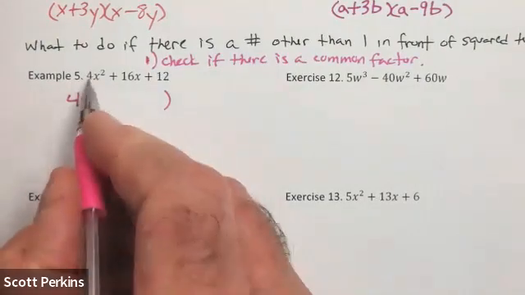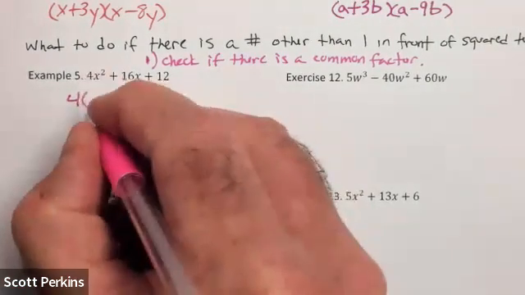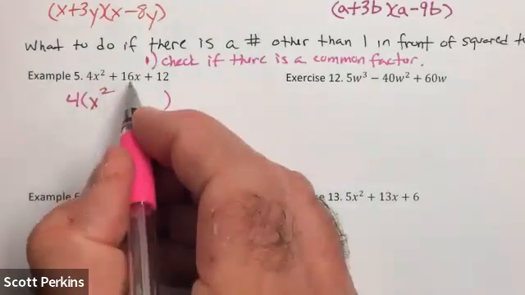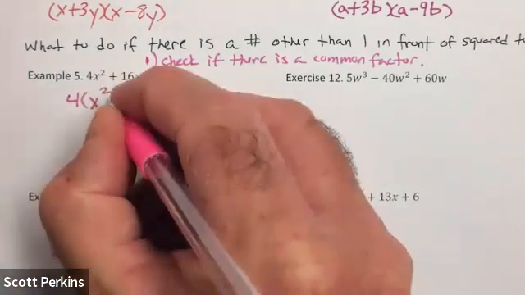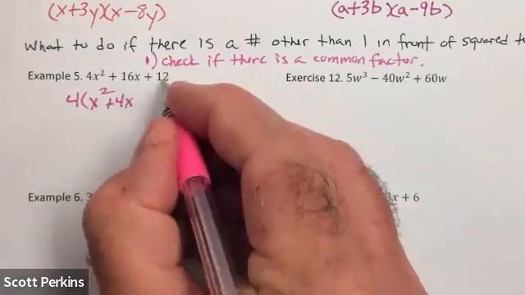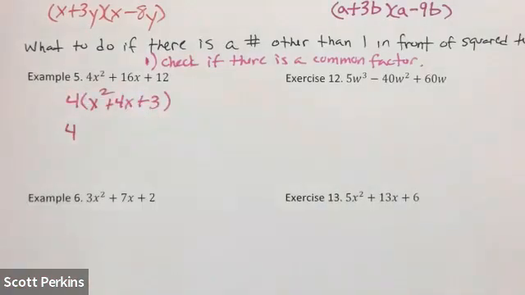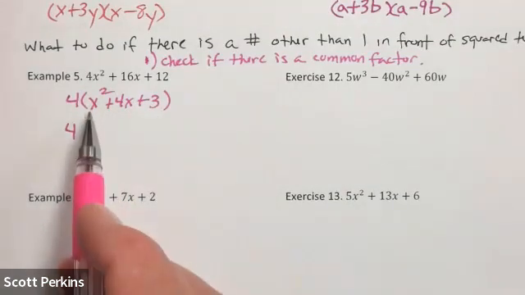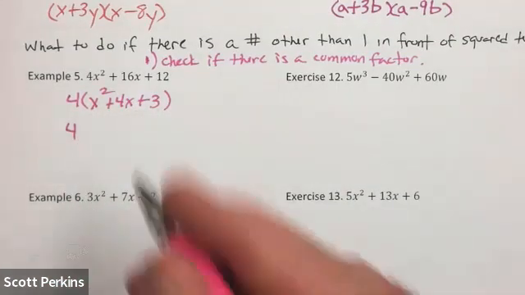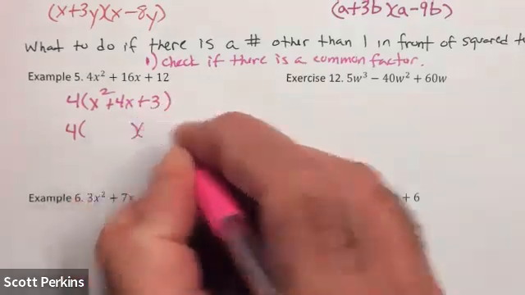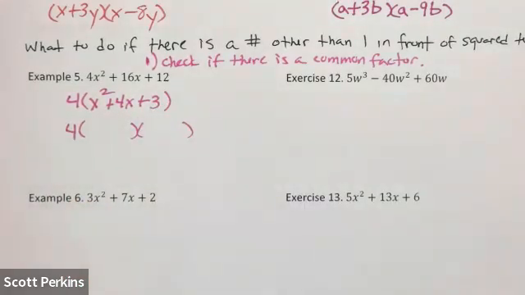When I do that, 4x squared divided by 4 leaves me x squared. 16x divided by 4 leaves me 4x. And then 12 divided by 4 leaves me 3. Now that 4 that you factored out is part of the answer, so I'm going to write it on the next line. And now I'm going to factor the x squared plus 4x plus 3, just like we factored the other things on the other 20 problems we've already done today.